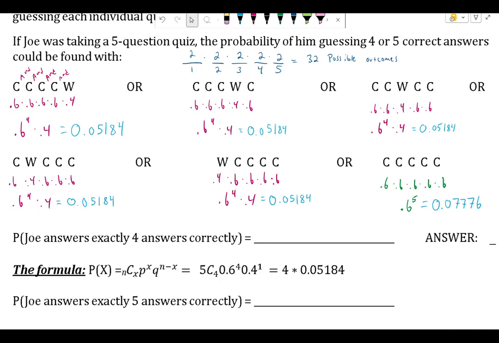I would encourage you to pause the video now and just confirm that you know how to type these into the graphing calculator or your scientific calculator.